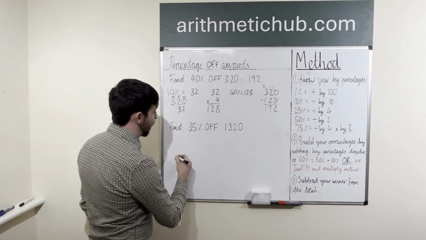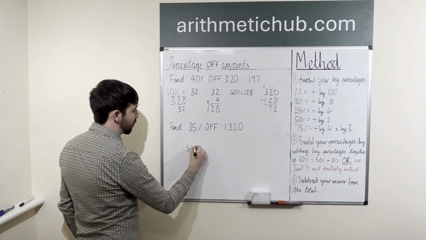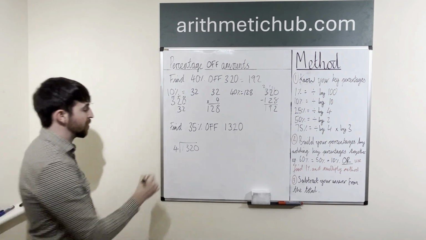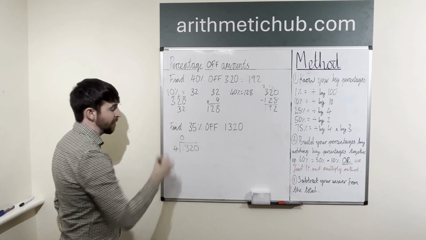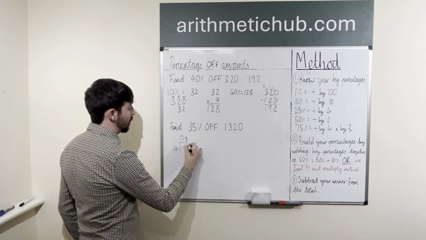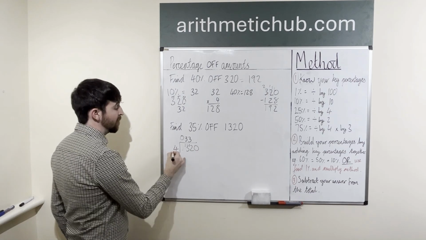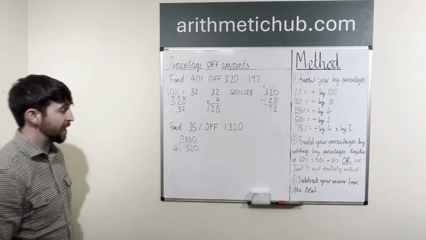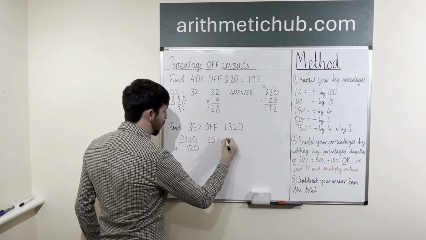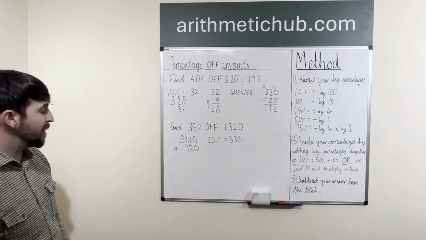So to find 25%, I need to divide by 4. So I would do 1,320 and I would divide it by 4. 4 goes into 1, 0 times, carry the 1. 4 goes into 13, 3 times, carry the 1. 4 goes into 12, 3 times, and 4 goes into 0, 0 times. So 25% equals 330. Then we need to find 10%.